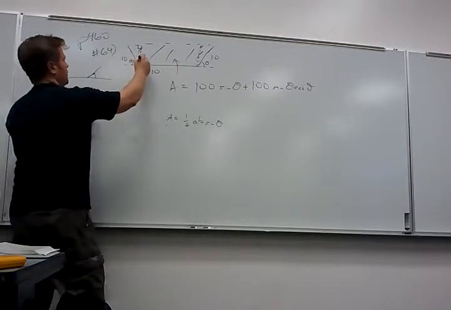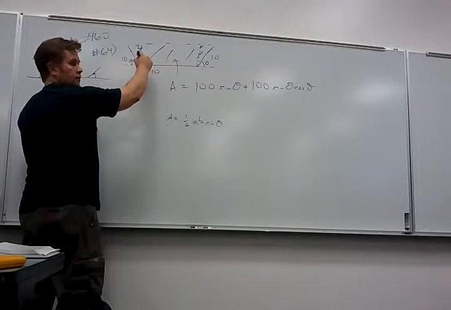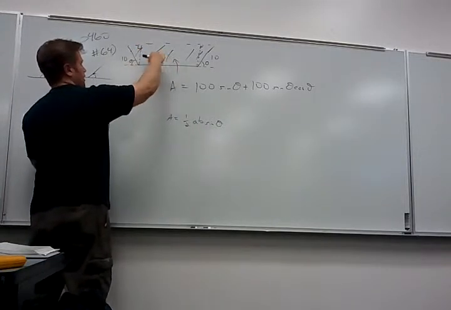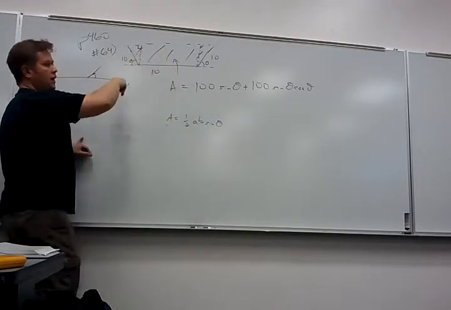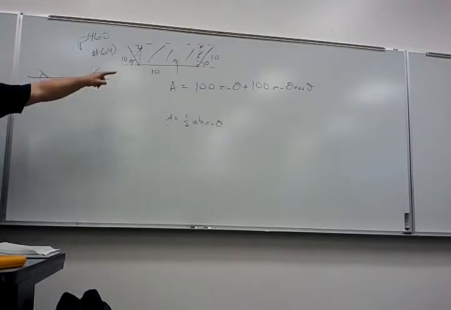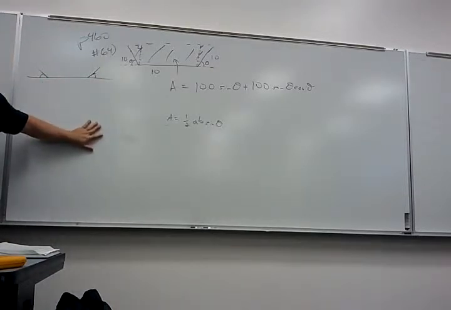So if I could just figure out what this side is, I multiply that by that, and that's the area of the rectangle, and I find the area of the triangles, add them together. That's sort of like what they did here. Almost, kind of, sort of.